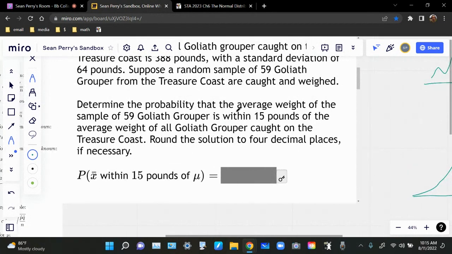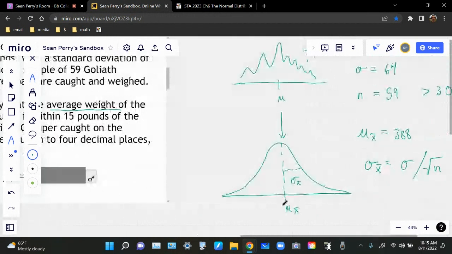What they want is the probability that the average weight of the sample of 59 Goliath grouper is within 15 pounds of the average weight of all Goliath grouper. So the average weight of all Goliath grouper is this one. And the average weight, so this is an X bar that goes on this axis to contrast with an X here. The average weight, they want this to be give or take 15.